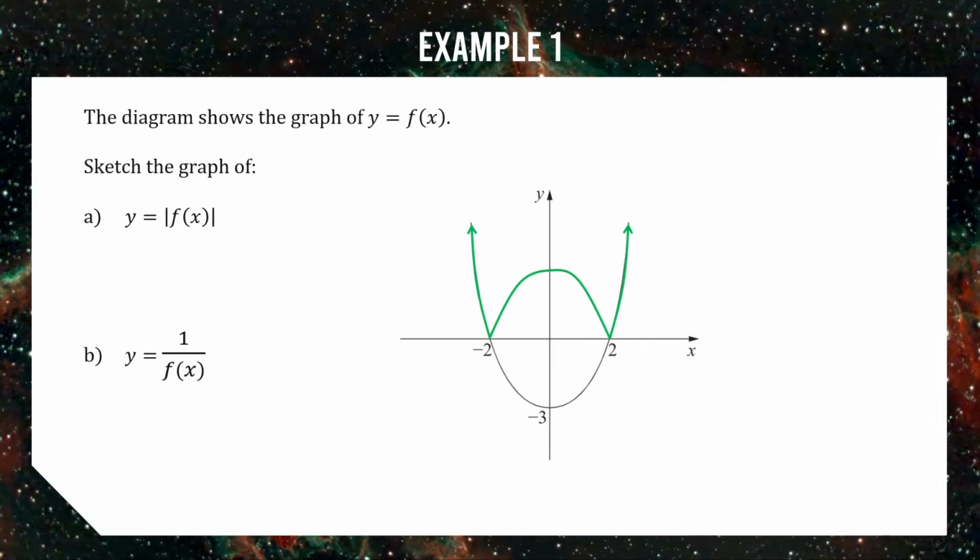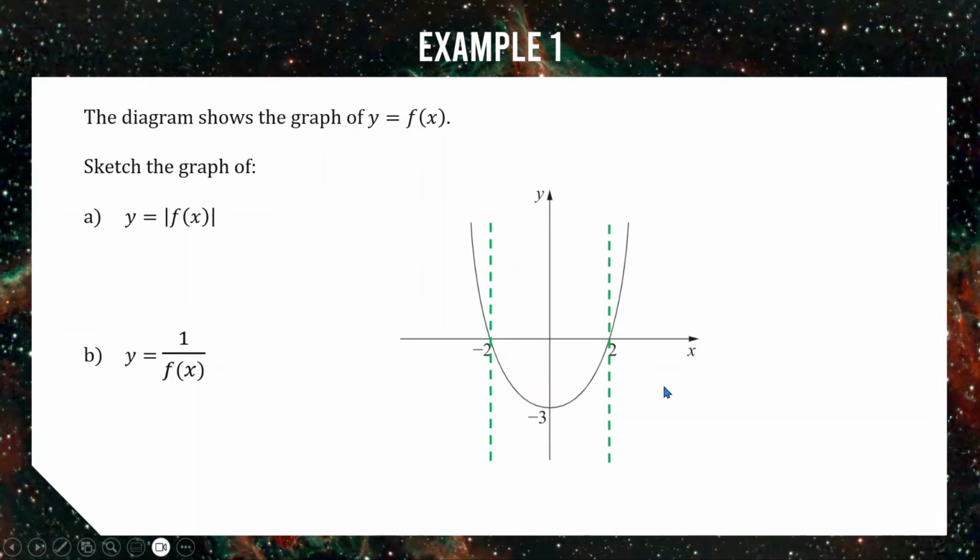Now for the harder one, we're going to do the reciprocal by running through the same tips I showed you earlier in the video. So we're going to start off with probably a couple of asymptotes. Wherever our original graph is equal to 0, which is your x-intercepts, we're just going to do some dotted vertical lines there as our asymptotes.